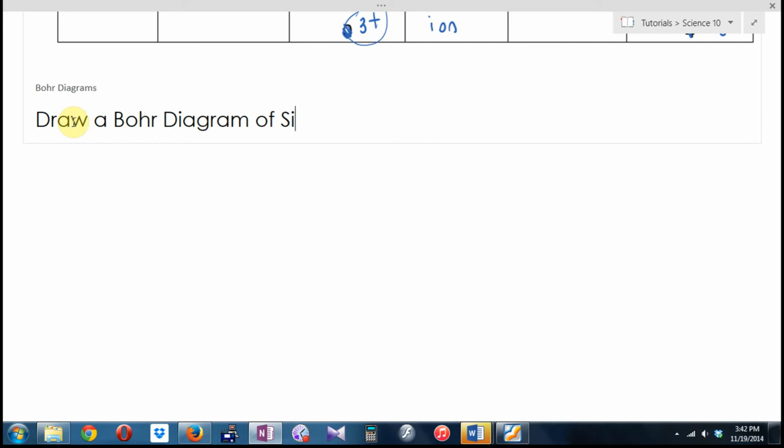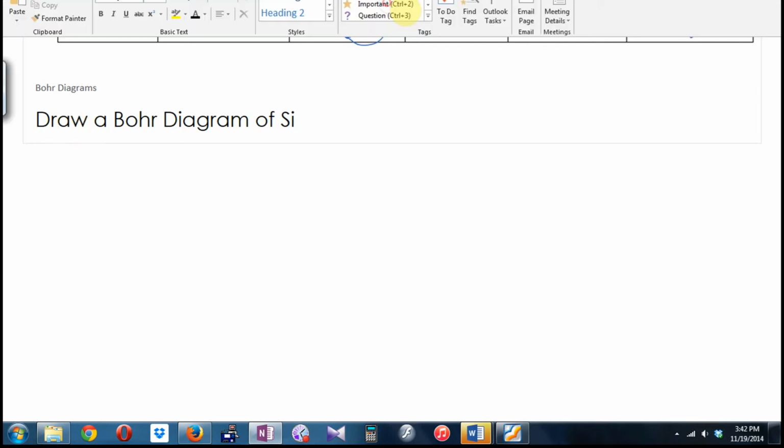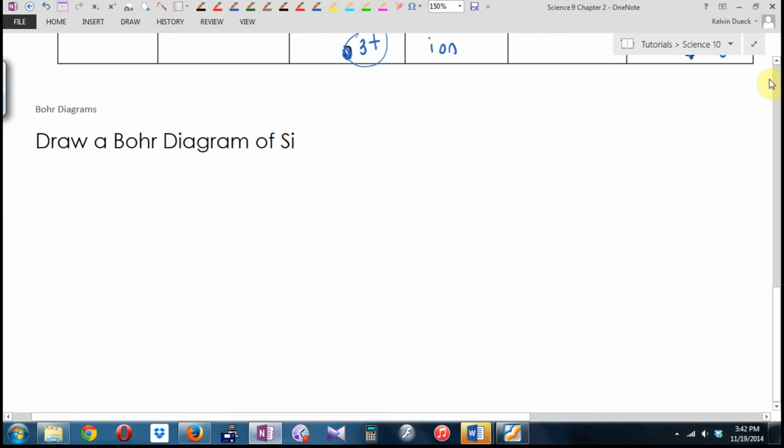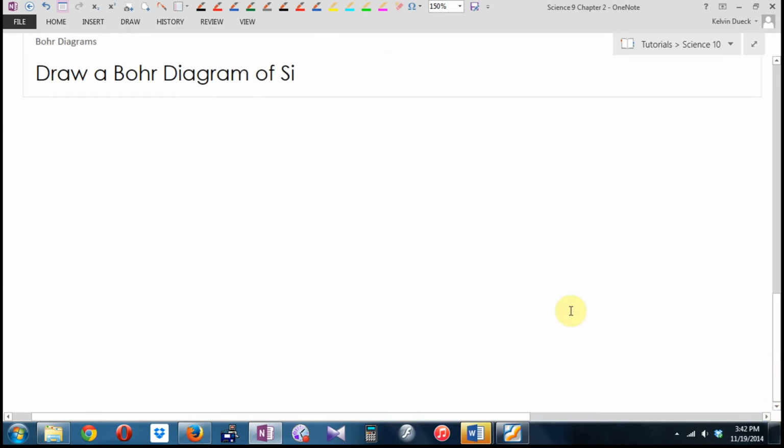Ready? Here's what a Bohr diagram looks like. I'm going to print this up for you. You can watch and then you can try drawing it yourself. In all honesty, it's how you learn best. If you think you'll learn best by drawing with me, then draw with me. If you think you'll learn better by watching, great.